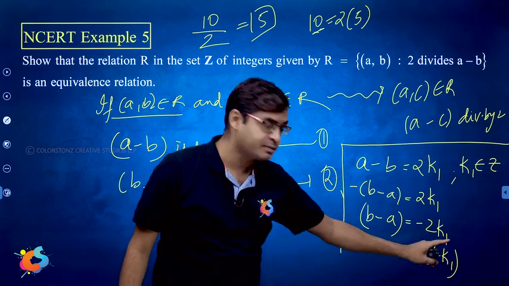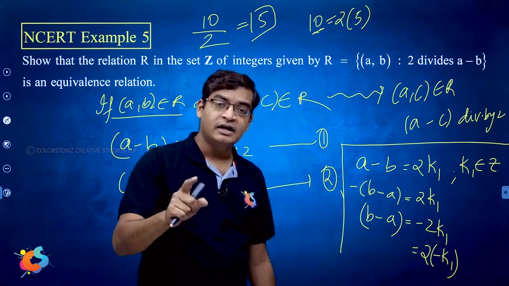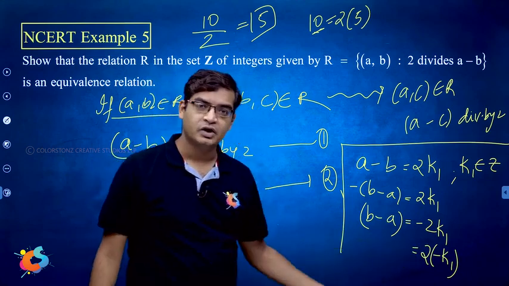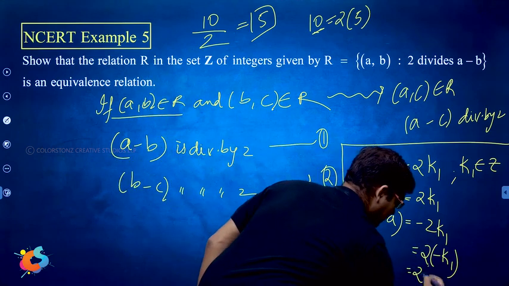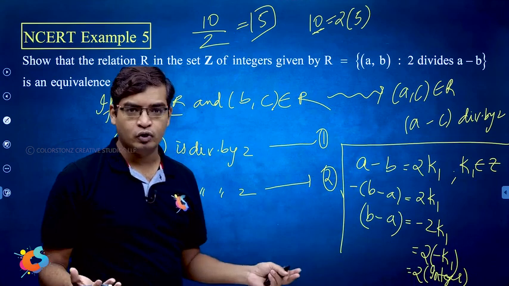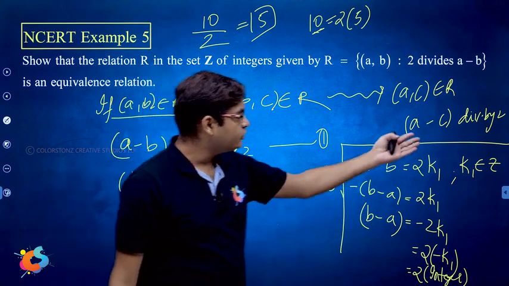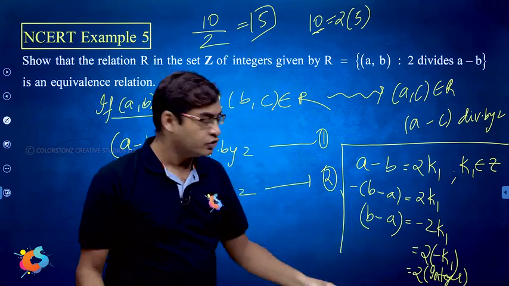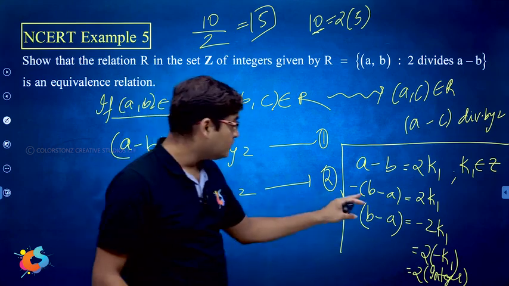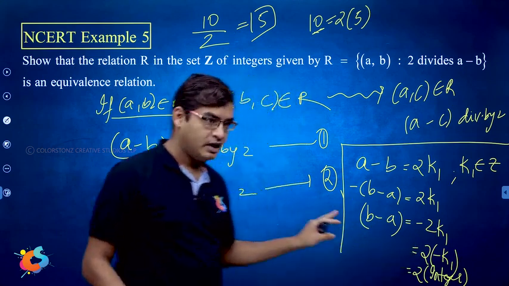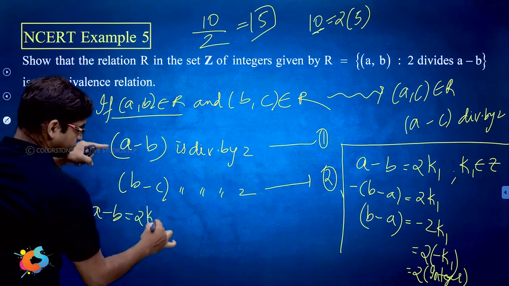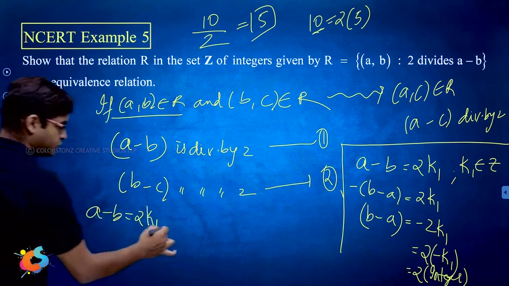b minus a is equal to 2 times minus k1. k1 is an integer. If k1 is an integer, minus k1 is also an integer. So therefore, we got 2 times an integer. So if we got 2 times an integer, that means b minus a is divisible by 2 only. So if b minus a is divisible by 2, then b comma a belongs to R. So this is the mathematical way of showing that if a comma b belongs to R, then b comma a also belongs to R. Let us do the same thing here also. So here, this is saying that this is 2 times some integer, where k1 is some integer.